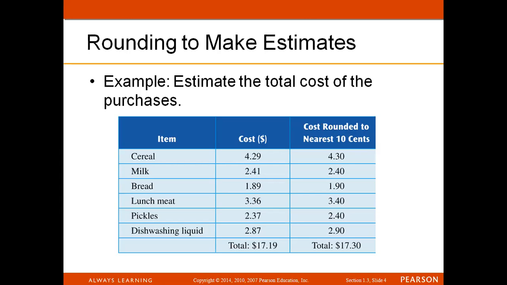So if you look at the column where we get the actual answer, 17.19, if we rounded that to the nearest 10 cents, we would get $17.20, which is not correct according to the book. So according to this book, when you round to the nearest 10 cents, you round each item to the nearest 10 cents and then sum the items.